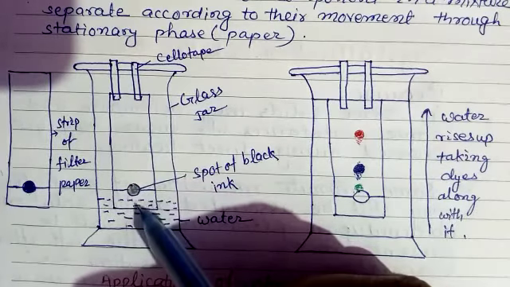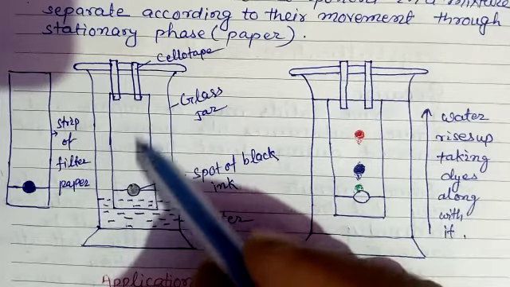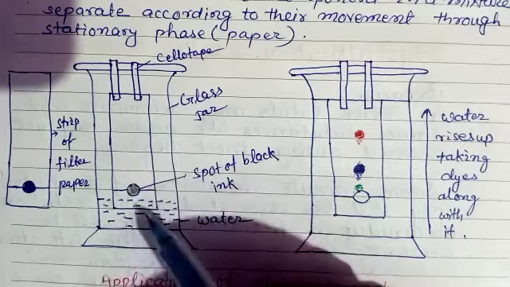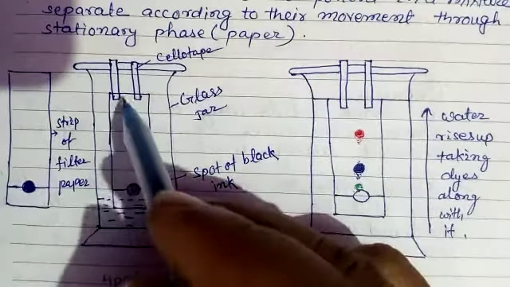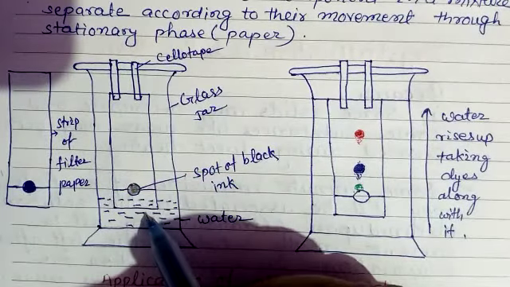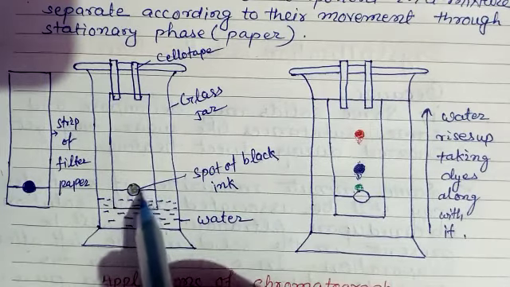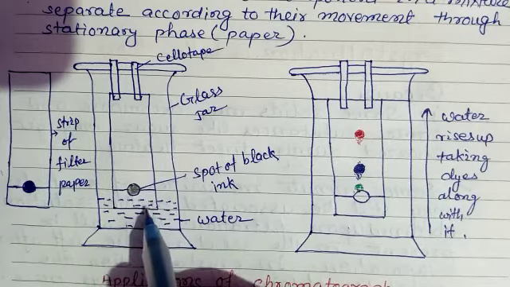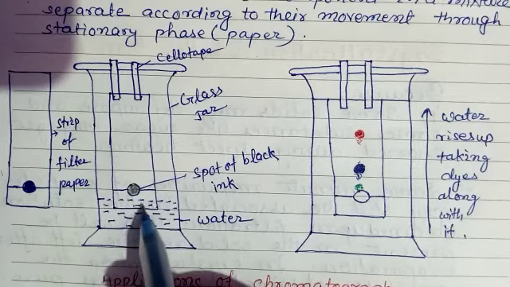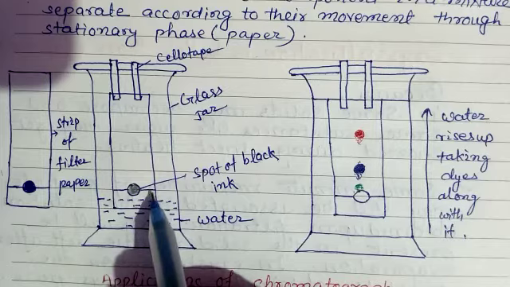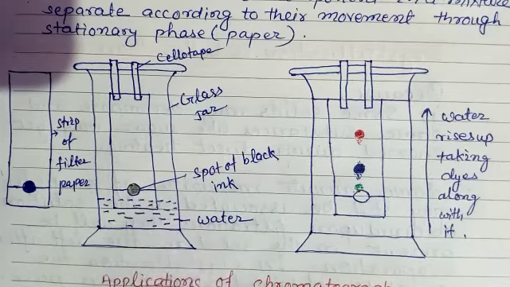Slowly we will lower it into the glass jar. This is the glass jar, and in this glass jar some water is there. In this situation we have to keep in mind that it should be lowered in the water, but we should take care that this line should not touch the water. Only the paper strip should touch the water, but this line should not come in contact with water. It should be above the water level.